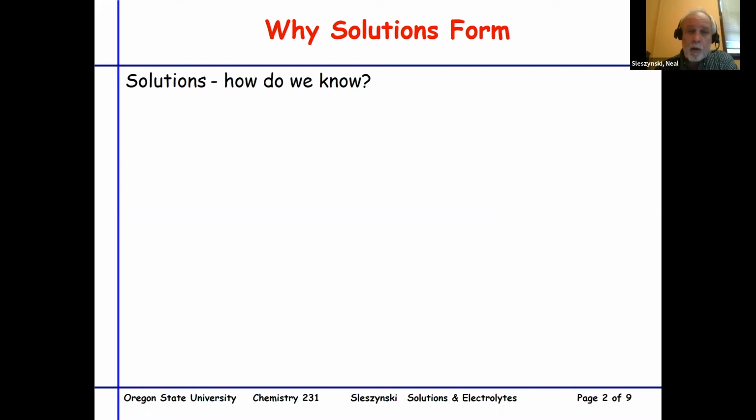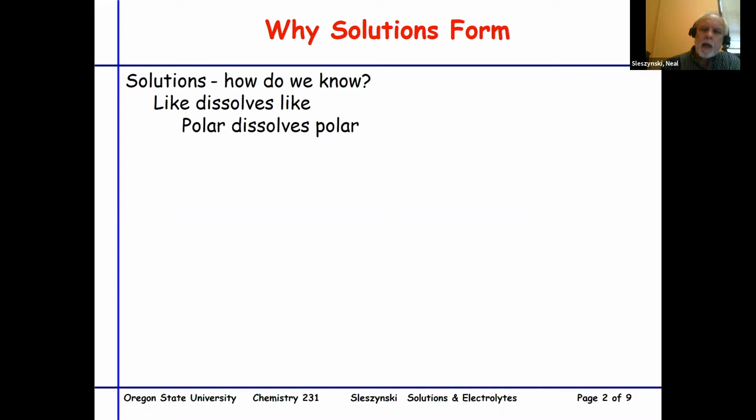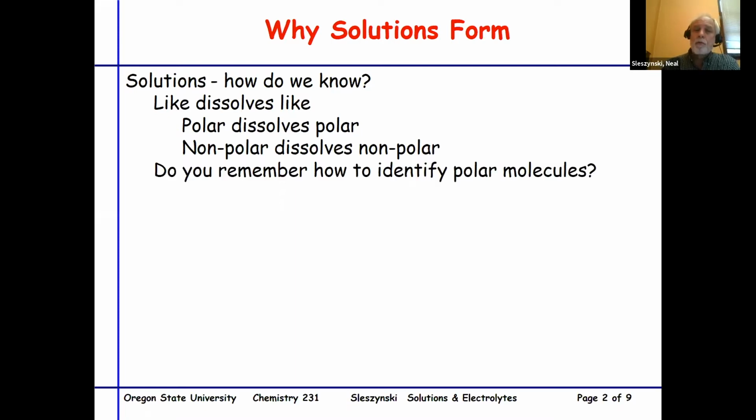Well, let's talk about why solutions form and how we can predict in advance whether or not solutions are going to form. There's a very simple concept that's one of the first things we learn when we're talking about solutions, called like dissolves like. What that means is polar solvents are most likely to dissolve polar solids, and nonpolar solvents are most likely to dissolve nonpolar compounds. Hopefully you remember how to identify polar molecules from previous modules. If not, I would suggest you go back and review Lewis structures, and then how we take Lewis structures and determine three-dimensional shapes based on them.